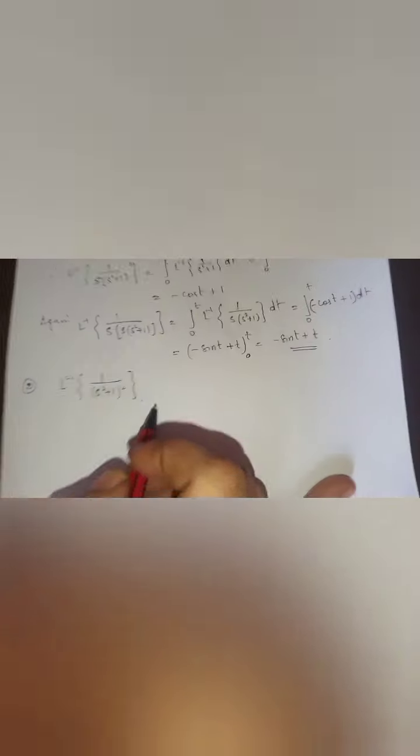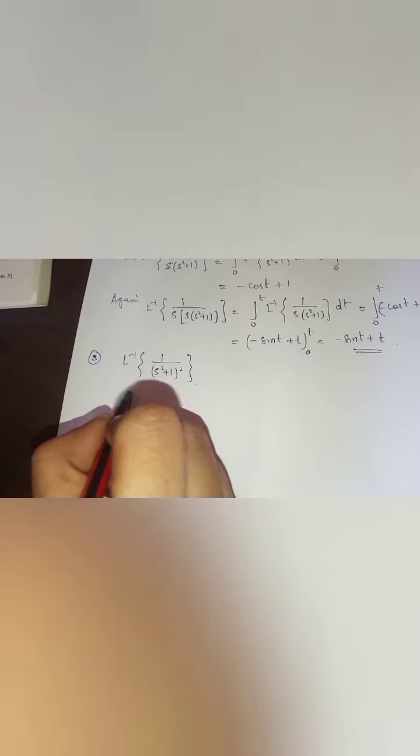Next example, Laplace inverse of 1 by (s square plus 1) whole square. Now here for this problem we need to apply both the properties, that is of derivatives and also for division by s, because directly if you want you can use your partial fractions and find the value also, and if not you can use these two properties and find it in this way.